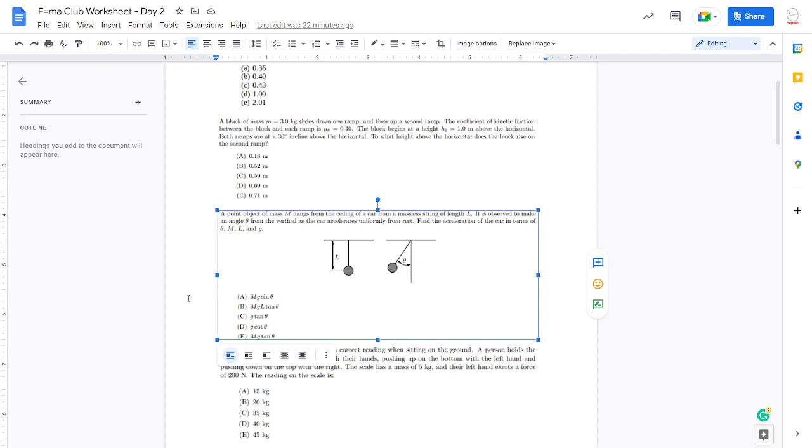So, moving on. Problem 3. This is a little bit more difficult because it's more conceptual than anything. But once you figure out the basic concepts, it's trivially easy.